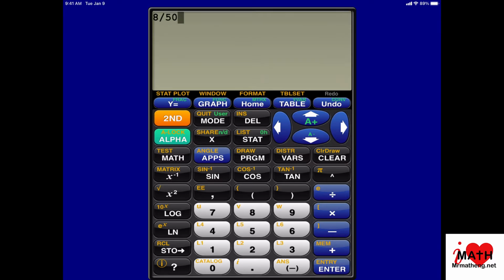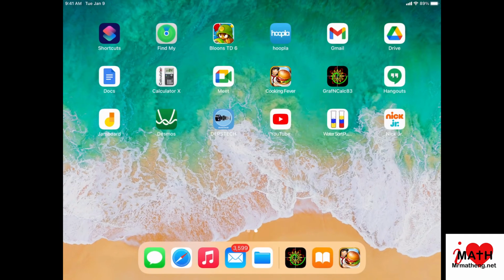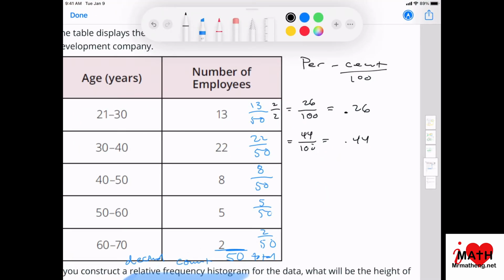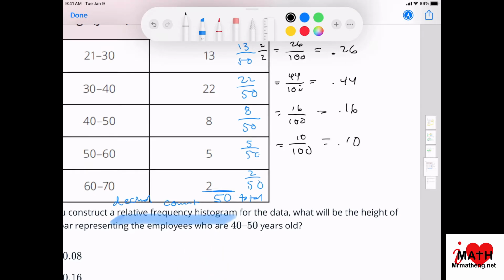8 divided by 50. Boom. Whoops. Turn it to a decimal. 0.16, right? So let's double it: 16 out of 100. Does that make sense? All right. So 10 out of 100, which is 0.10. And this one's going to be 4 out of 100, which is 0.04. So again, the totals, let's do this in red here. You're going to have 50 over 50, 100 over 100, which is equal to 100%.